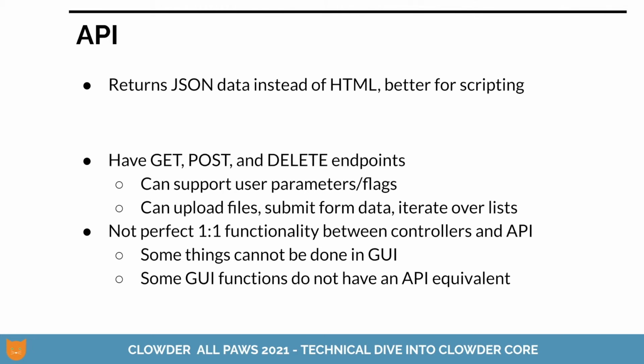Some of the examples here are uploading files, submitting form data to trigger extractions and that type of thing, and doing queries and getting lists of resources that you can iterate over to build alternate front ends or other types of applications. There's not perfect one-to-one functionality between the controllers and the API. There are some things that you can only do through the API, and there are some GUI features that don't have an API equivalent.